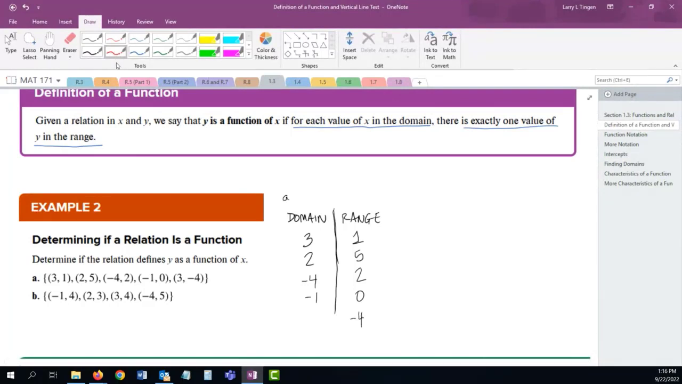And the relation is 3 points to 1. In other words, I take 3, I plug it into my relation, and I get out 1. How does that work? I have no idea. I don't need to know anything other than I plug in 3, I get out 1. Next one, I plug in 2, I get out 5. Plug in -4, I get out 2. Plug in -1, I get 0. And then the last one, I plug in 3 and I get -4.